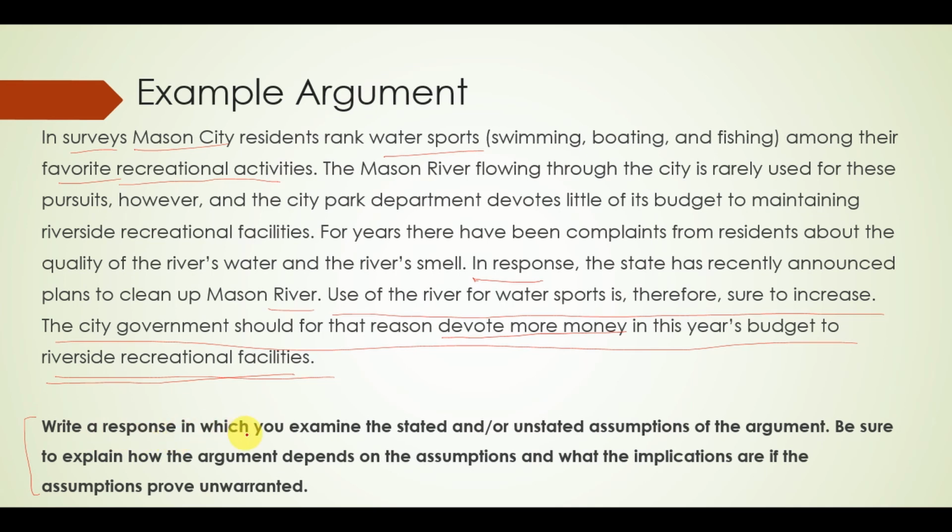Write a response in which you examine the stated and or unstated assumptions of the argument. Be sure to explain how the argument depends on the assumptions and what the implications are if the assumptions prove unwarranted. So these are the instructions for this argument.